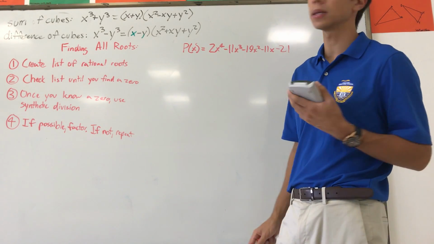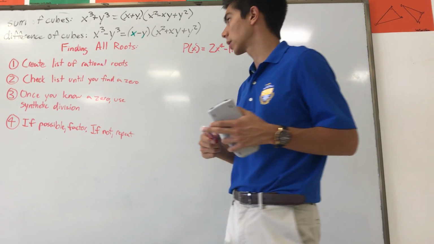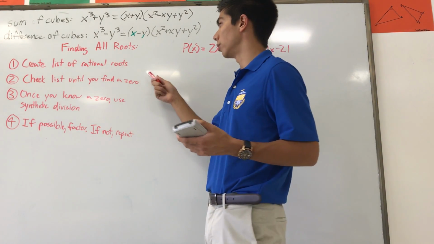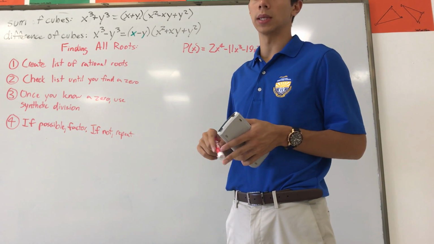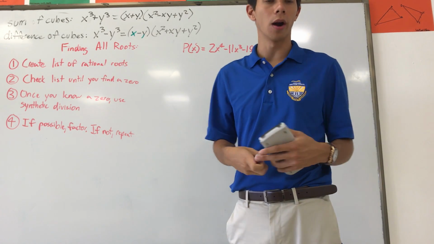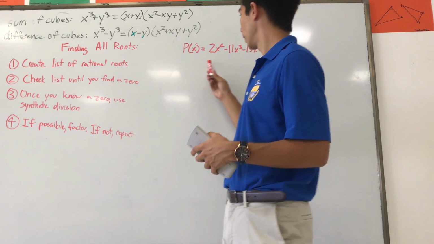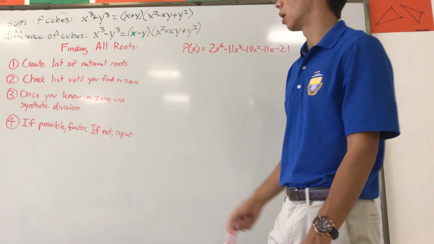So we have a list of things that we need to do. This should be your process. So number one is create a list of rational roots. And first, you want to do that by using the rational roots theorem. Actually, even before that, you want to say how many complex roots there are. So you'd look at the first term here, and you'd say, I know that there's this many complex roots.